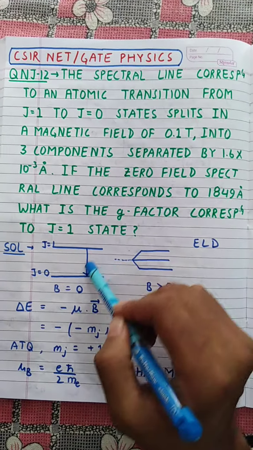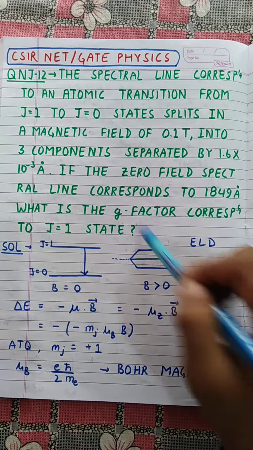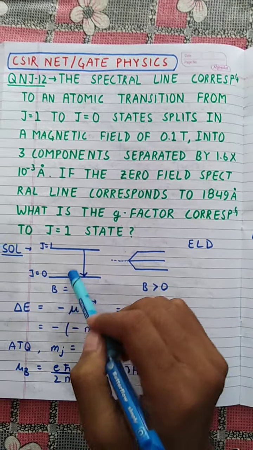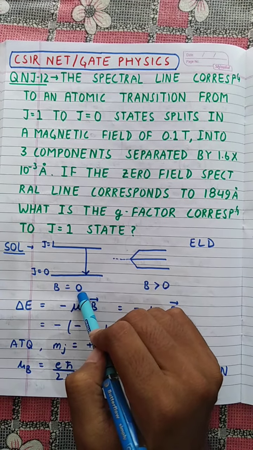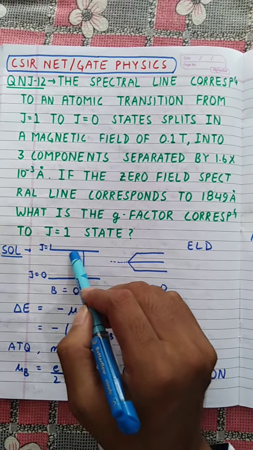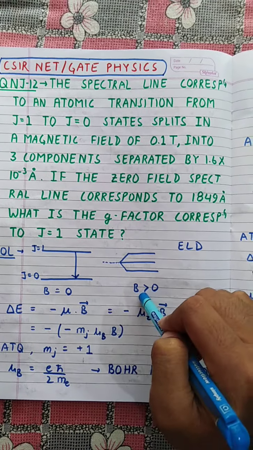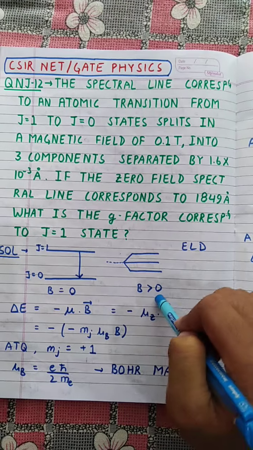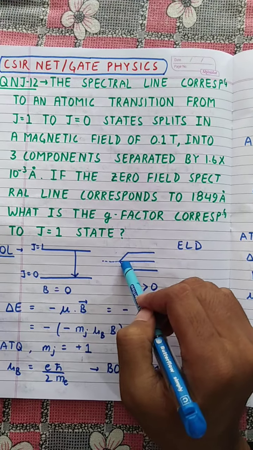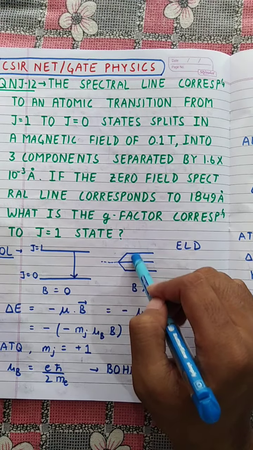For this, let us start with the energy level diagram. Try to understand what is going on. In the absence of magnetic field, B equal to 0, there is a transition from j equal to 1 to j equal to 0 state. In the presence of an external magnetic field, there is a splitting and it splits into three sub-levels.